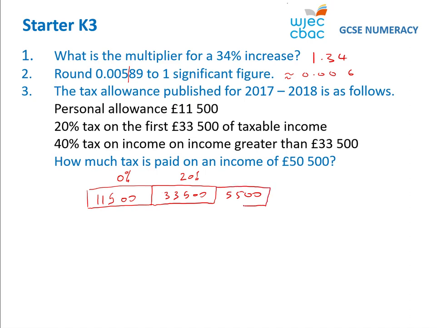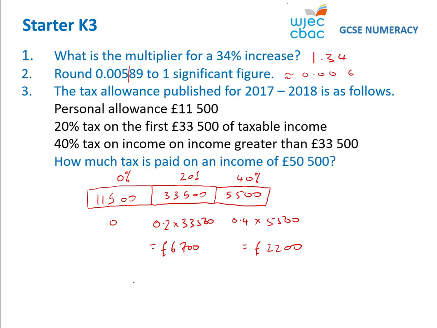So, and that's going to be at 40%. So we can say that's the calculation of 20% of 33,500, 20 over 100 times 33,500. Easier if we use a multiplier with our calculator. So just use 0.2, that should give us £6,700. And if you use a 0.4 multiplier for 40% times 5,500, that should give us a total of 2,200.